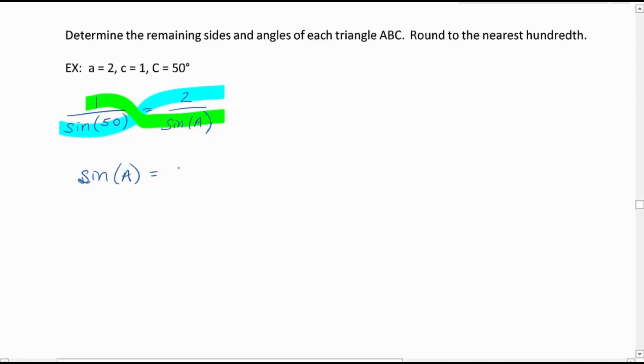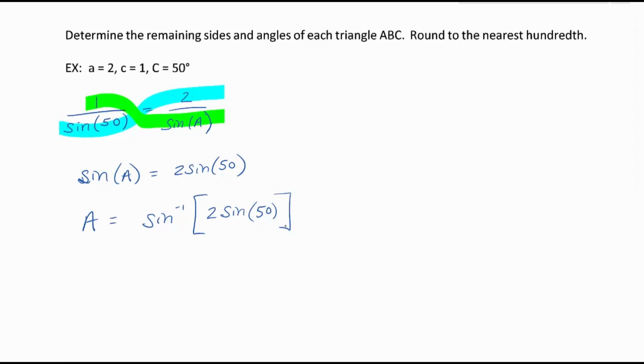Sine of A is equal to 2 sine of 50 degrees. Since we're solving for an angle, we're going to have to use an inverse trig function here. Angle A is going to be sine inverse of 2 times sine of 50 degrees. And we're going to plug this into our calculator. Make sure you're in degree mode, and we'll round to the nearest hundredth. Plugging it in, what does your calculator say? Go ahead, try it again.